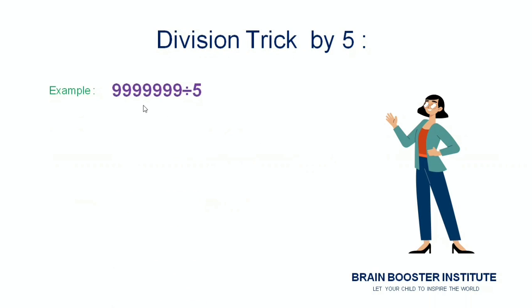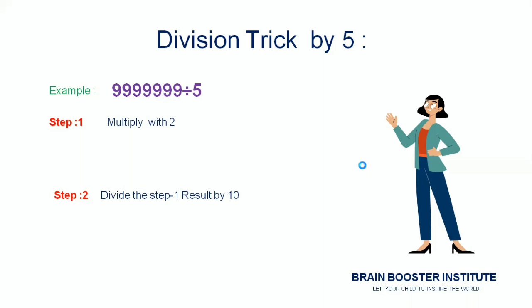Wow, wonderful. All nines is a fancy number I'm going to give you. So 9999, so 4 plus 3, totally 7 nines divided by 5, my dear friends. This question is for you. So please solve it here. Okay, so simple, multiply with 2 and divide the step 1 result by 10. So you are going to get the answer now.